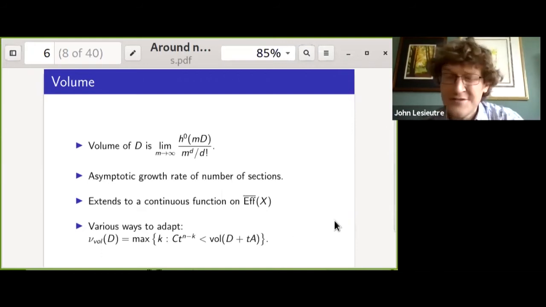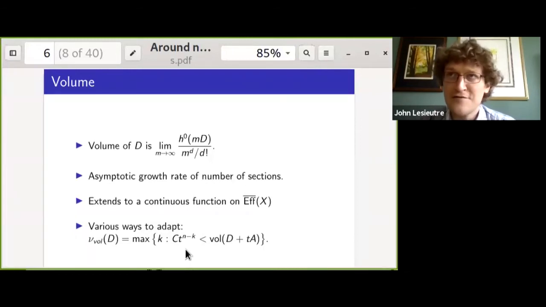So you can also imagine trying to define the numerical dimension in terms of the behavior of the volume function. The one you'll see most commonly is called nu vol of d. That's the maximum k such that the volume is bounded below by t to the n minus k when t is sufficiently small.